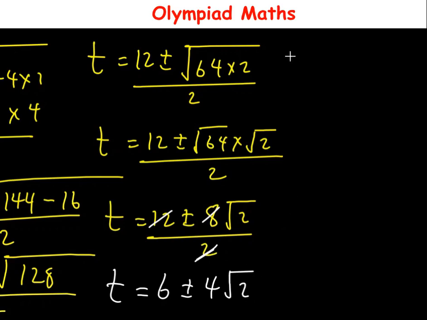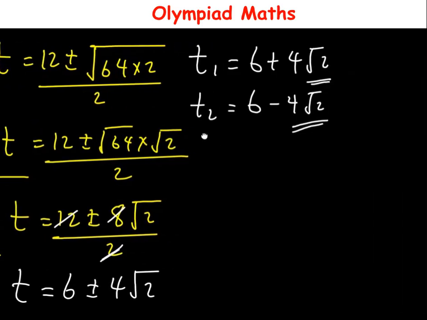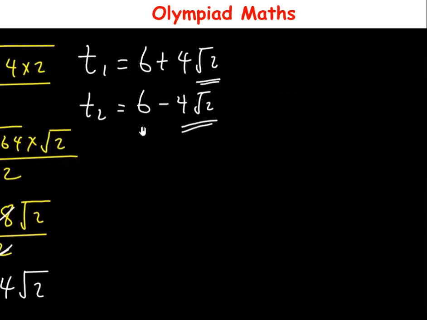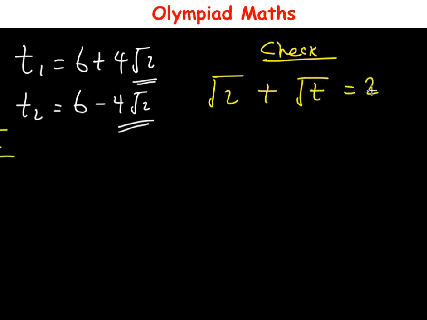So from here, the first value of t is equal to 6 plus 4 root 2, and the second value of t is equal to 6 minus 4 root 2. So we've gotten the solutions for t1 and t2. With this, let us confirm. Let's check if the solutions truly satisfy the given equation. The equation is root 2 plus root t is equal to 2.